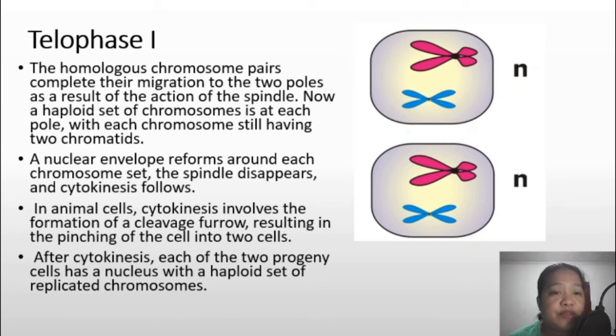Okay, telophase 1, the homologous chromosome pairs complete their migration to the opposite poles. So as a result, that is the result of the shortening of the spindle. So the haploid set of chromosomes is at each pole, with each chromosome still having 2 chromatids. A nuclear envelope starts to appear surrounding the chromosomes. Then cytokinesis follows.